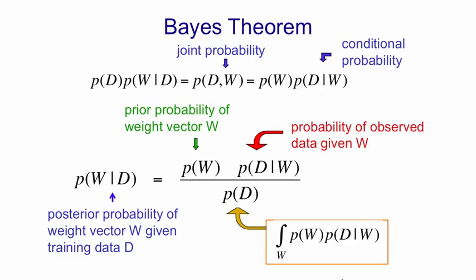Because that P of D has integrated over all possible values of w, it's not affected by picking a particular value of w on the left-hand side. So when we're looking for the best value of w, for example, we can ignore P of D. It doesn't depend on w. The other two terms on the right-hand side, however, do depend on w.